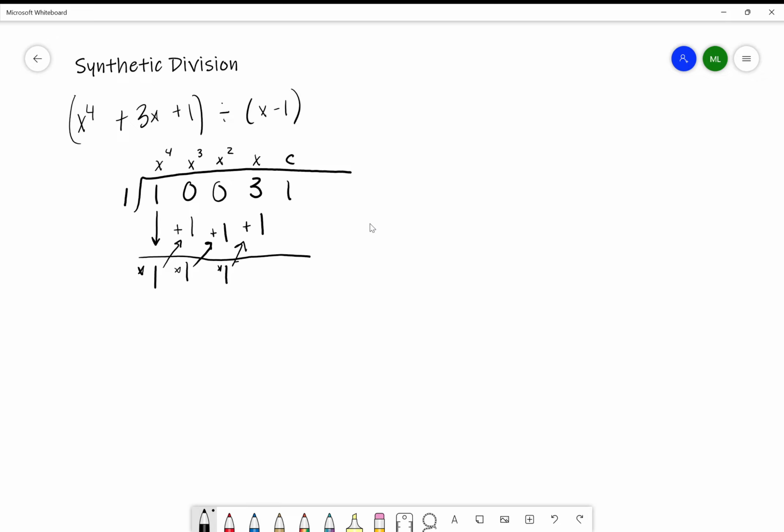So now I have 3 plus 1, which is 4. And then I will do, again, the h value, 1, times 4. So 1 times 4 is 4. And I will add these two values, 1 plus 4, which is 5. Now usually we will leave a little mini box down here. This signifies the remainder of our synthetic division. So this is the remainder of your synthetic division.